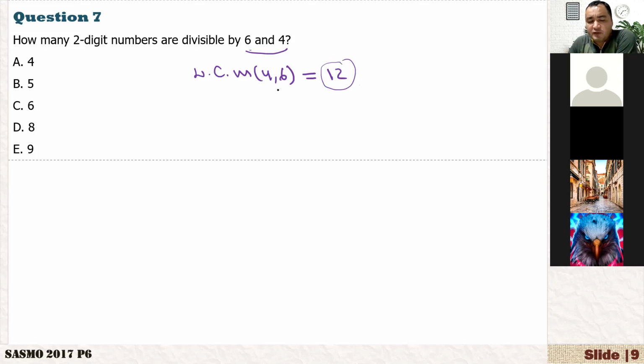So now multiples of 12, that is 1 times 12, 2 times 12, right? And 3 times 12 until 8 times 12. Because if it is 9, it will be a 3-digit number. So we are looking only for 2-digit numbers which are divisible by 6 and 4. How many? Starting from 1 until 8. So we have 8 two-digit numbers which are divisible by 6 and 4.